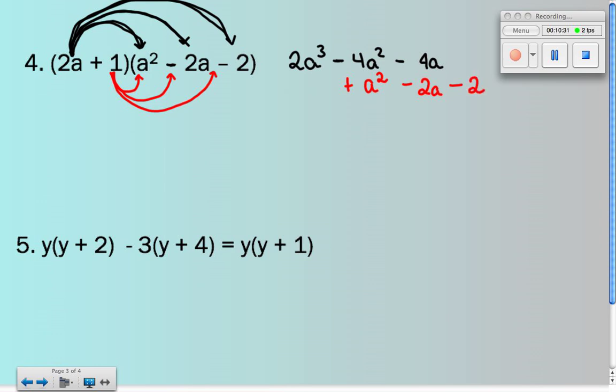Now I have all my like terms together, so I can just combine. There's nobody to combine the 2a cubed with. Negative 4a squared plus a positive a squared makes it negative 3a squared. Negative 4, negative 2 means I have minus 6a altogether. And this minus 2 has nobody to hang out with.